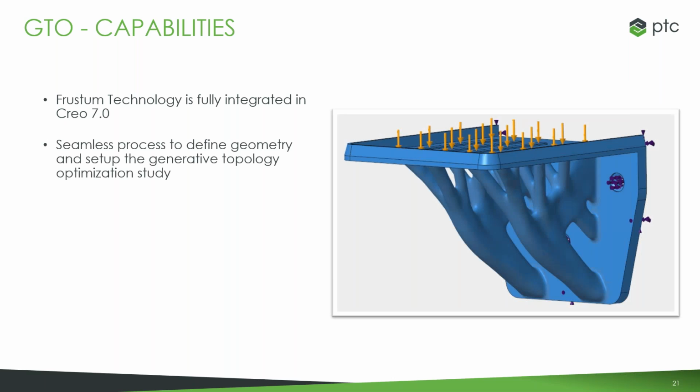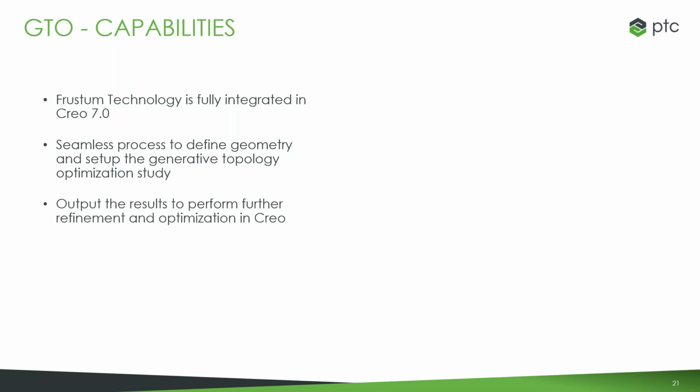All we do is define the geometry, tell the system what we can change, what things we can't change, any constraints, and just let the system go. And once the system generates that design and you've had the chance to review it, you can go ahead and output the results to use elsewhere in Creo for further refinement and optimization.